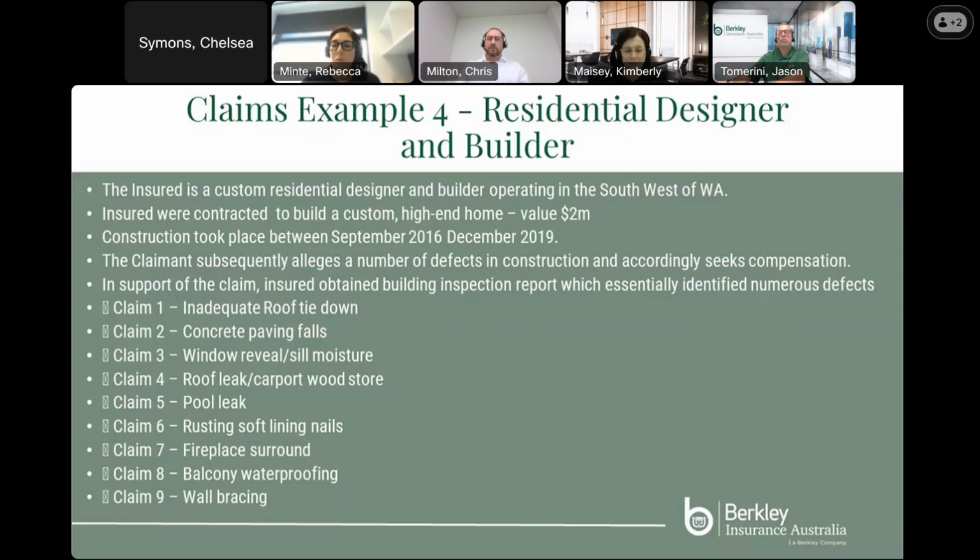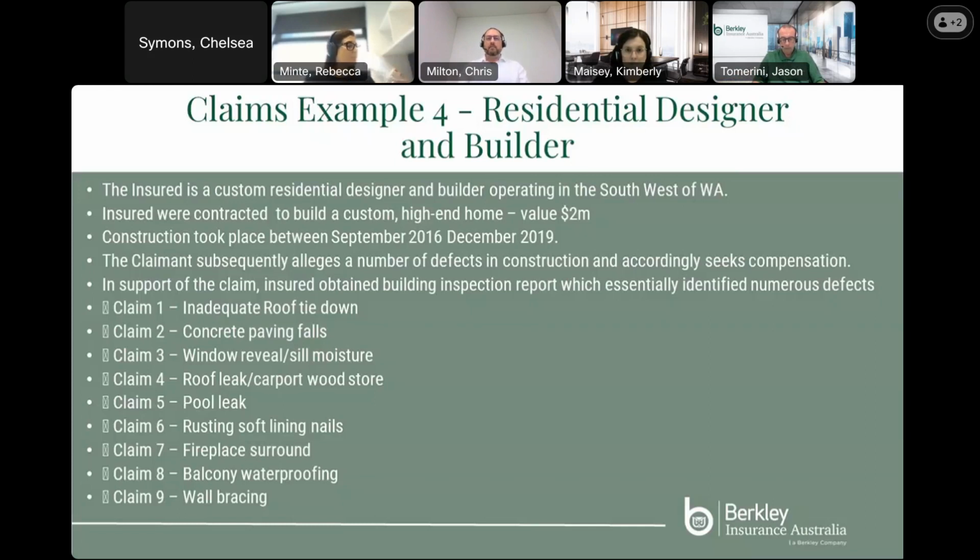The claimant alleged a number of defects in the insured's construction of the property and accordingly sought compensation. In support of the alleged defects, the claimant obtained an independent building inspection report, and the report identified defects with the works which related to the listed areas there. So inadequate roof tie downs, concrete paving falls, window reveal sill moisture, a carport roof leak, a pool leak, some rusting of some soft lining nails, the metal surrounds of the fireplace, balcony waterproofing, and some wall bracing.